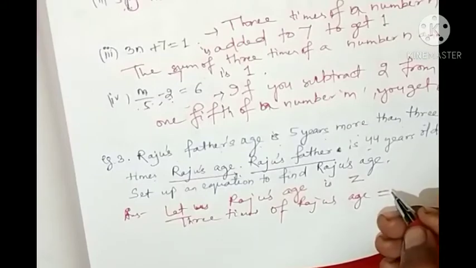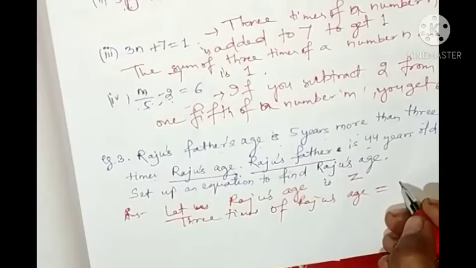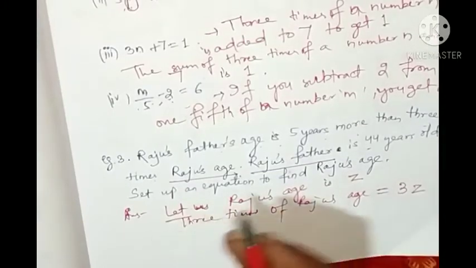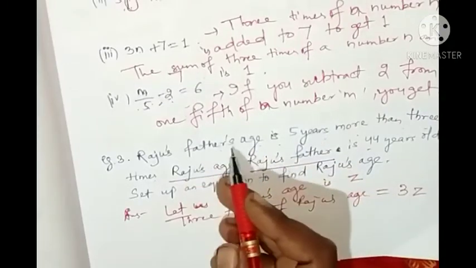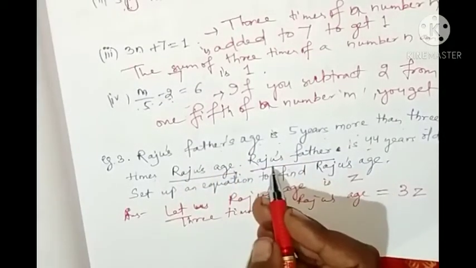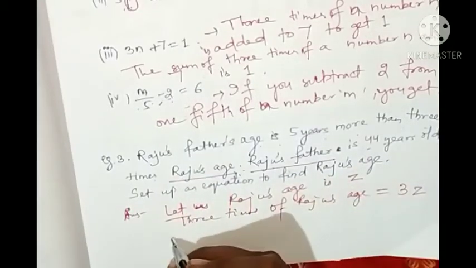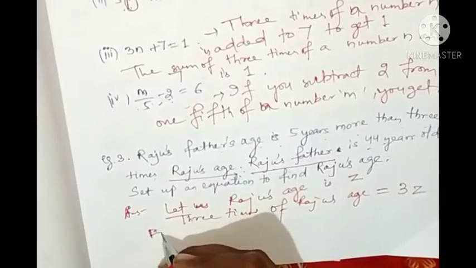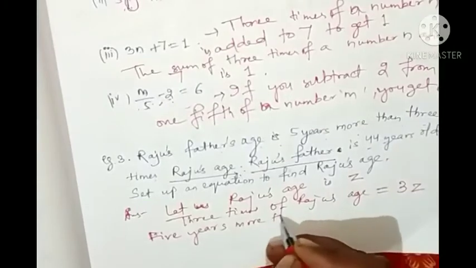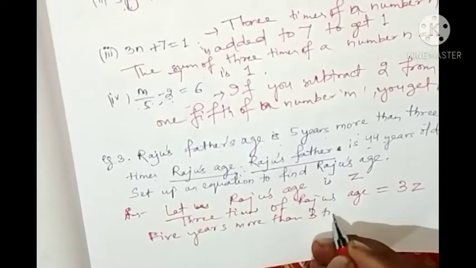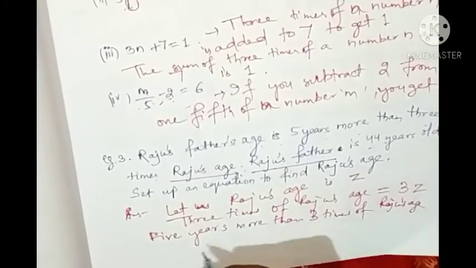3 times of Raju's age is how much? It is 3Z. Then what? It is 5 years. Raju's father's age is 5 years more than 3 times of Raju's age. So 5 years more than 3 times of Raju's age equal to what?